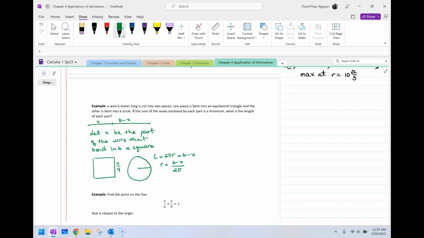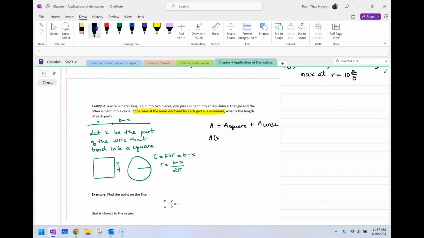We want to minimize the area of the two figures, the total of the two figures. So let the sum of the area enclosed by each part be a minimum. Let's find the area of each part and add them up, and we want to minimize that function. So the total area equals the area of a square plus the area of the circle.